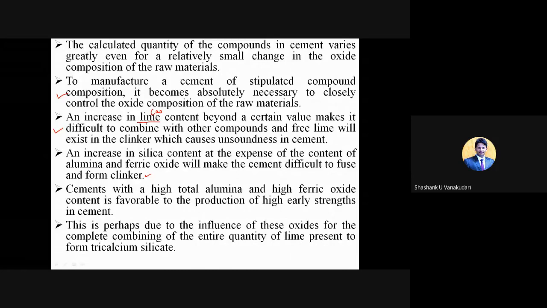And then here, cement with the high total alumina and high ferric oxide, that ferric oxide content is favorable to the production of high early strength in cement. So basically once you add water to the cement, that cement consisting of all the chemicals including this total alumina and ferric oxide, that is Al2O3 and Fe2O3. So these two particular chemicals are more favorable in the production of high early strength in the cement.